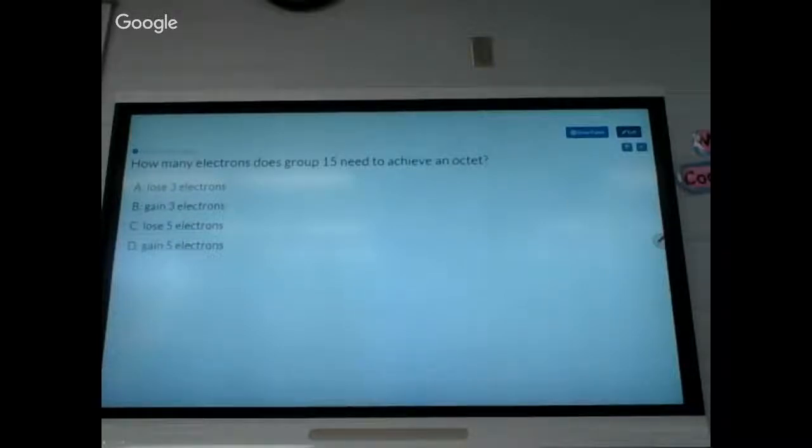All right, so we got 17 to 1. If we're in group 15, we have how many electrons in the outer shell? So will we gain 3 or will we lose 3? We will gain 3. I have one person who got that wrong.